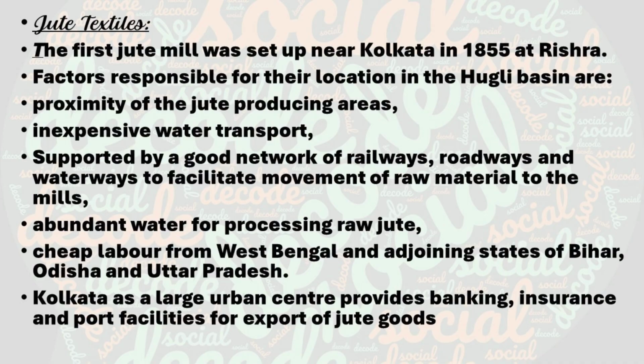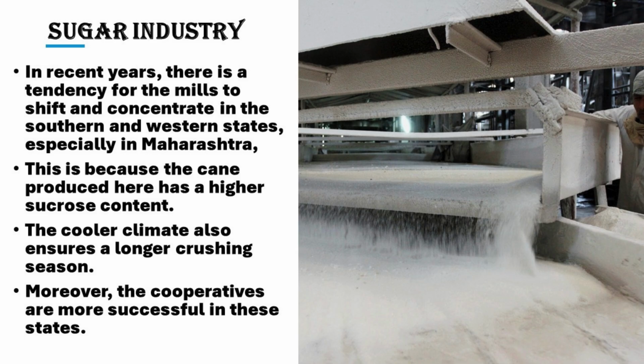The last industry in the agro-based industry is the sugar industry, which was given in your book. India is the second largest producer of sugar in the world after Brazil. We knew very clearly that the sugar industry uses sugar cane as the raw material. Most sugar mills are located near sugar cane growing areas because sugar cane is heavy and perishable. It must be processed soon after harvest. Clear? So apart from sugar, the byproducts of sugar cane such as molasses, bagasse, and press mud are used for making alcohol, paper, and fertilizer.